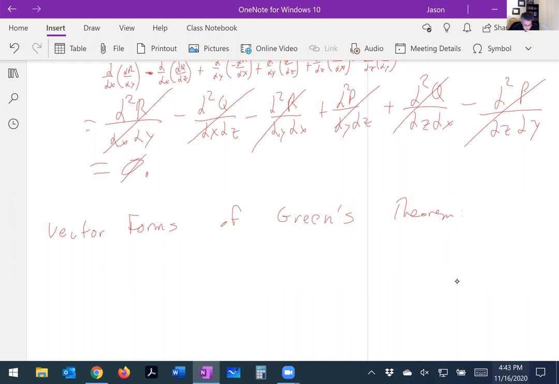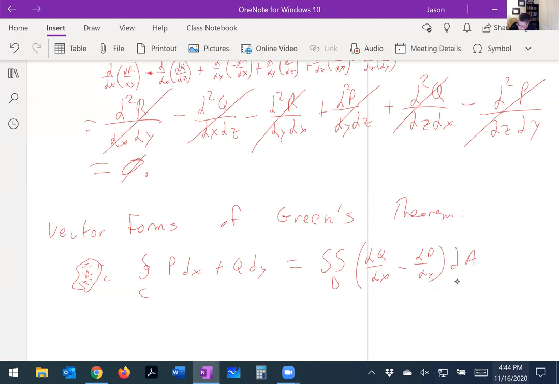Green's theorem says, symbolically, that if we have the integral over C of P dx plus Q dy, then that was equal to the enclosed domain D. We can change this positively oriented line integral around a closed region into the area contained in that region, the double integral of dQ/dx minus dP/dy dA. That is Green's theorem.